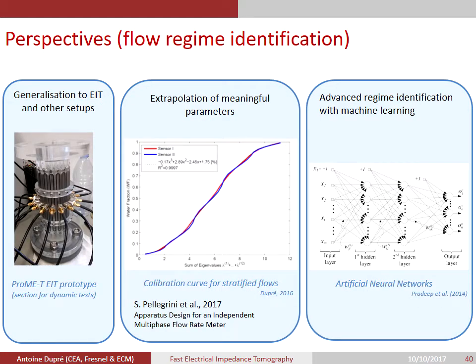There are many perspectives as well for the flow regime identification. First would be to generalize it to the impedance tomography sensor, so to perform flow measurements with this prototype, and maybe to use other setups, different pipe diameters, pipe angles, different phases. Then to implement the second step of the methodology. Based on the knowledge of the flow regime, we aim at finding the parameters and in particular the water fraction. For example, in a numerical study, I made the calibration curve to estimate the water fraction for stratified flow. So those are ideas. And finally, it would be interesting to use machine learning methods to perform the regime identification in different manners.